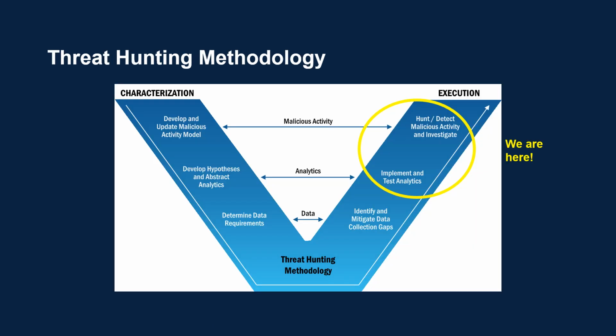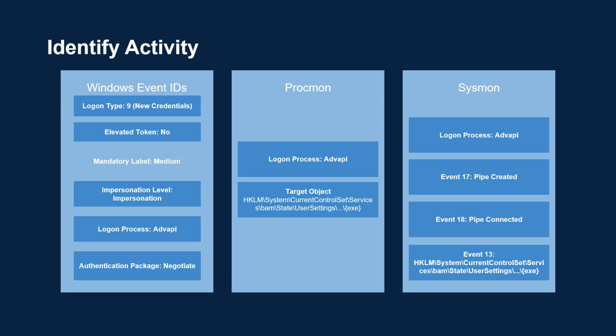Now that we've completed our tests, we can go to the right side of the threat hunting methodology V diagram, where we can develop and implement our detection analytic. As we found in our testing, the metadata on this slide are the invariant behaviors which identify the behavior of token impersonation and theft. In Windows Event IDs, we identified a 4624 event, also known as a successful logon event, with a logon type 9, no elevated token, impersonation level of impersonation, logon process ADV API, and negotiate authentication package. Mandatory label of medium was detected across all tests, but was not in the 4624 event.